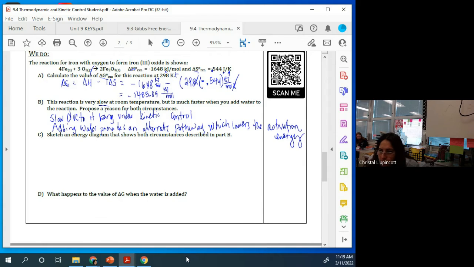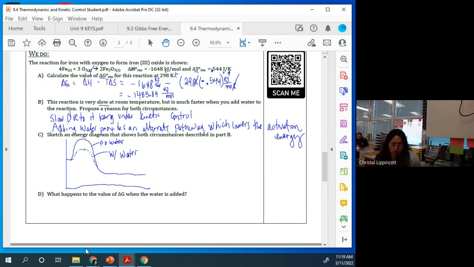All right, they wanted us to sketch an energy diagram showing both circumstances described in part B. We know that it is an exothermic reaction, so it's going to start here. It's going to go up, and it's going to be exothermic, so our products are going to be less energy than, so this would be our no water. And then if we drew that with an alternate path with water, it might look something like this, okay? Since it lowered the activation energy.